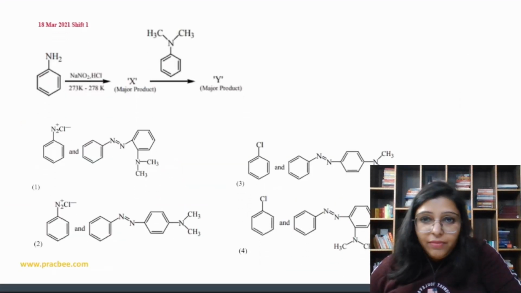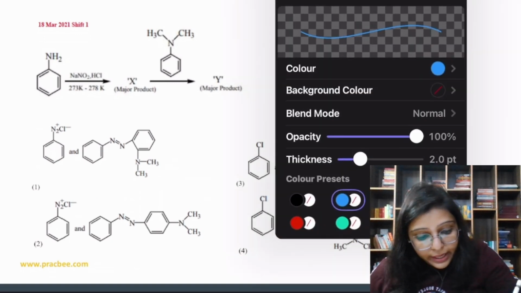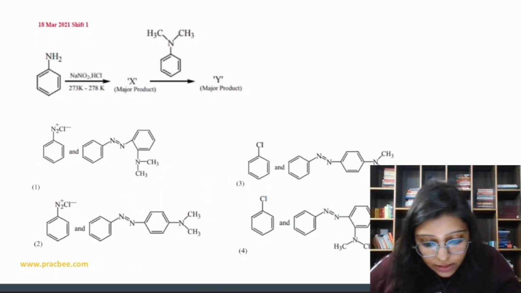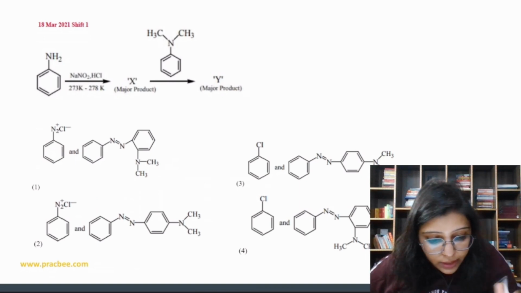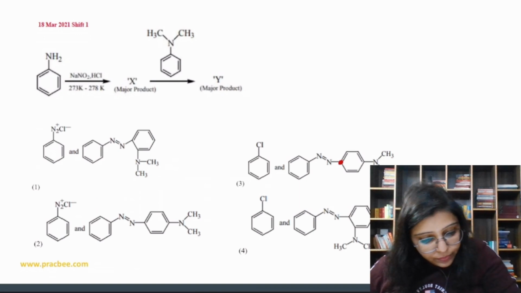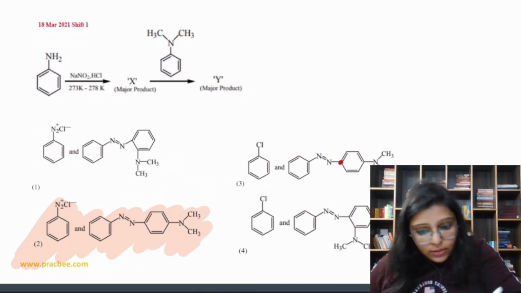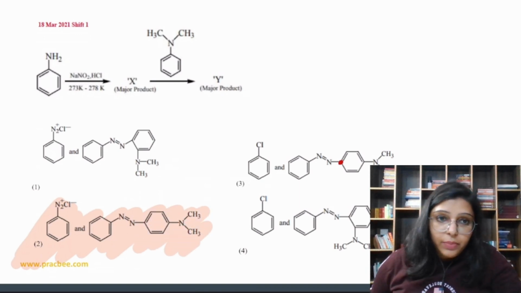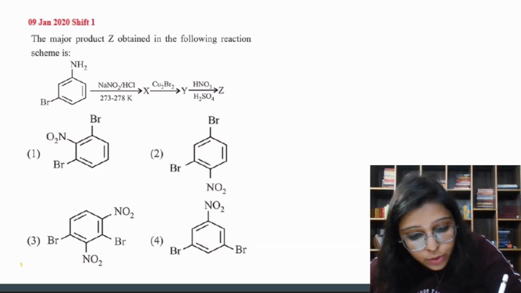Let's do it. We have discussed this type of question so many times. I am writing the direct answer. So first we get N2 plus and Cl minus, and then we have to do a coupling reaction. Coupling happens at the para position. So it means option 3, not option 3, option 2 is going to be the correct answer. Okay, diazonium plus coupling.